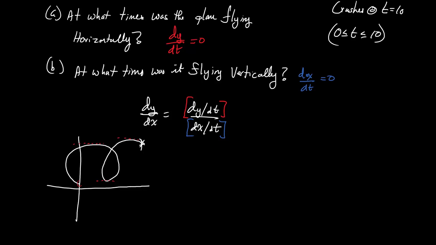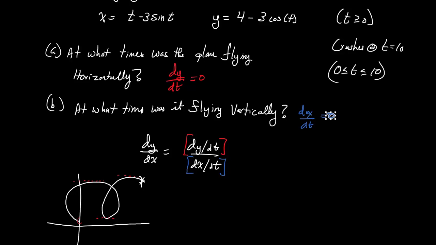So let's go ahead and figure out where this guy is flying horizontally. Again, we're going to let dy/dt equal 0, and dx/dt cannot equal 0. So dy/dt is the derivative of our y parameter. The derivative of 4 is 0, and the derivative of negative 3 cosine of t is 3 sine of t, because the derivative of cosine is negative sine, and negative 3 times negative gives us a positive value.